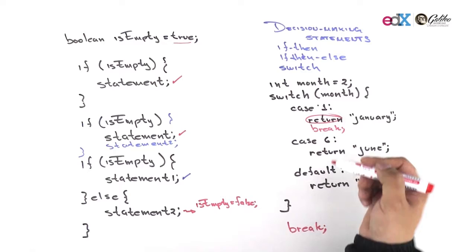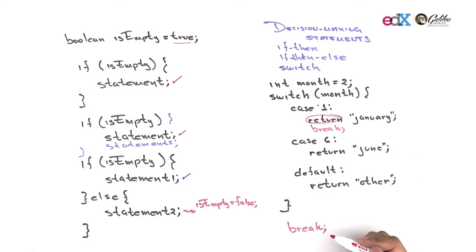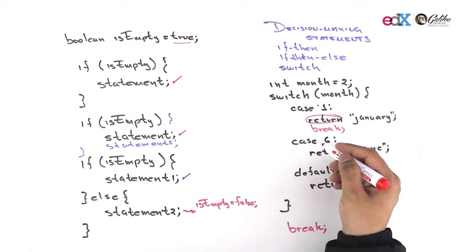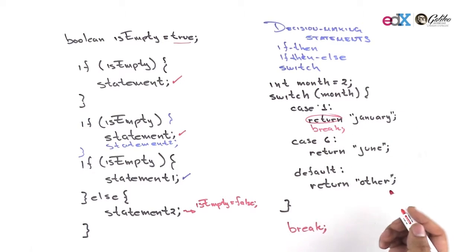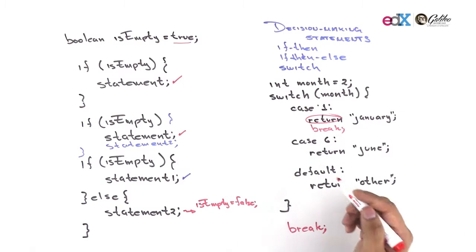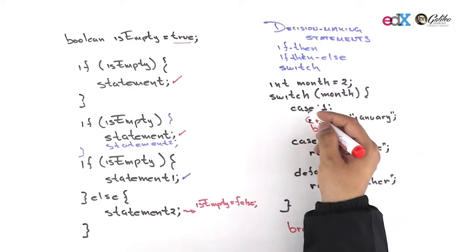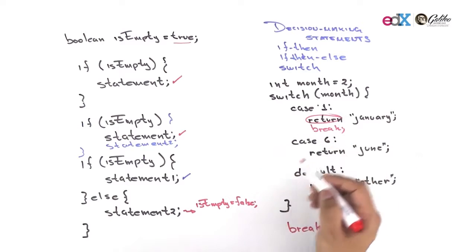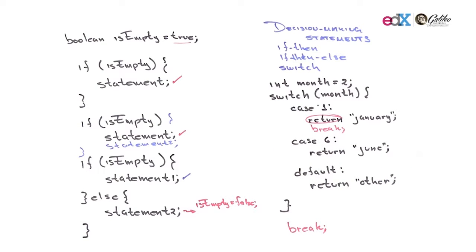But if you want to do accumulative things, like you want to use case 1, case 2, case 3, 4, or other cases, you don't need to use break. We use break when we need to do something specific for the value. That's how the switch statement works.